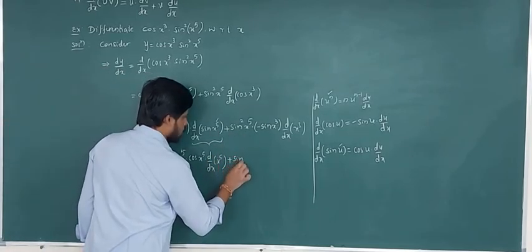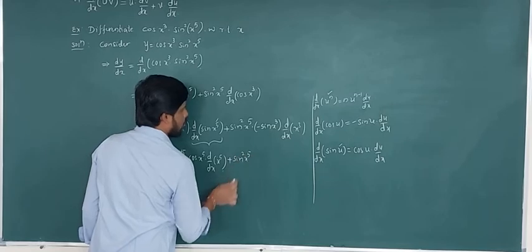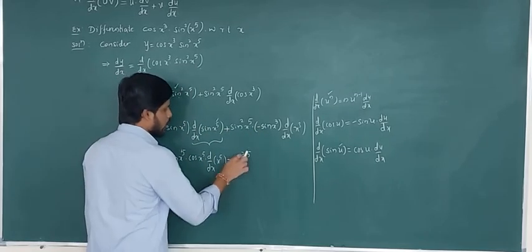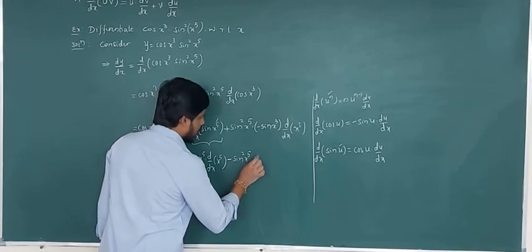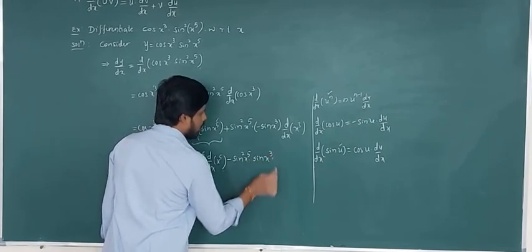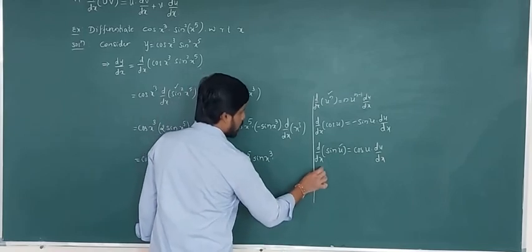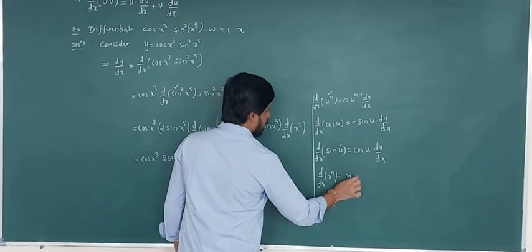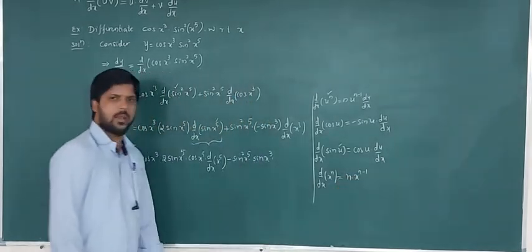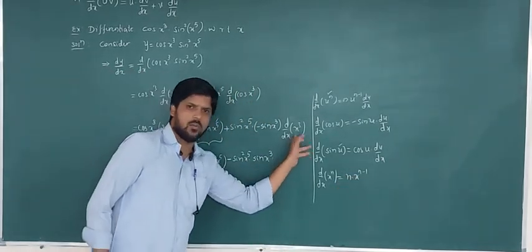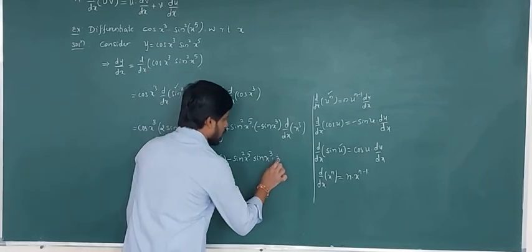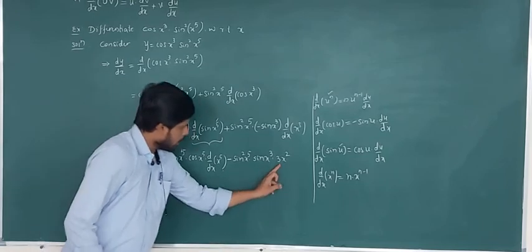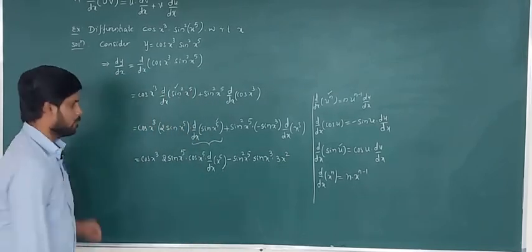Plus sin square x to the power 5, minus: minus into plus is minus, so minus sin square x to the power 5 into sin x cube into differentiation of x cube. That is the x to the power n formula, n into x to the power n minus 1. So the formula applied, we get 3x square, because 3 minus 1 is 2, so 3 into x square.